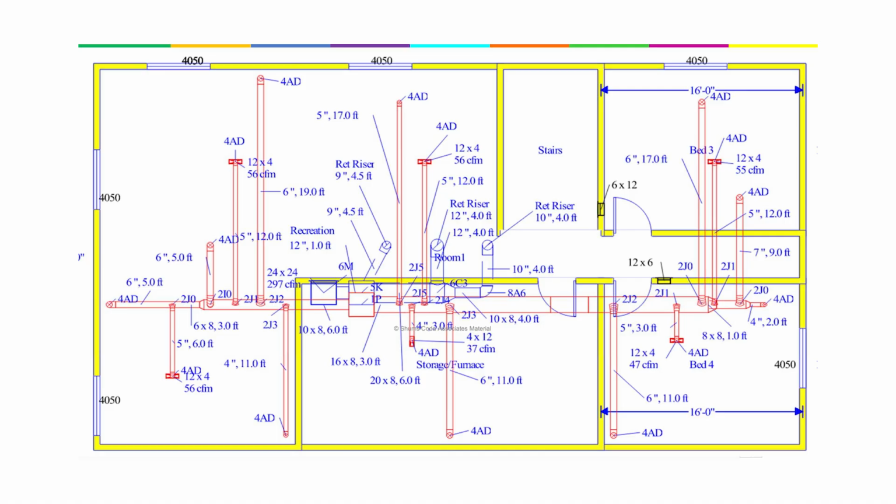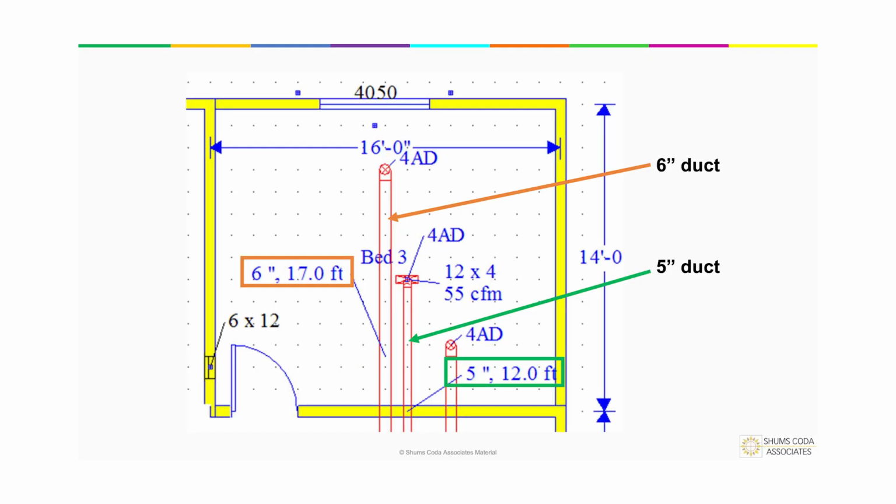So here is a lovely Manual D, and it's a lot of fun to read, right? Now, if we took a look at this room up here, it gives us a little bit more information. I know that this is a 6-inch duct, and I know that this is a 5-inch duct. Now I know this is a 6-inch because over here it says 6 inches, and it's 17 feet long, and it just has a line, but to me it's kind of like pointing to where it is. And then this one here that's pointing to this ductwork is 5 inches, and it's 12 feet in length.